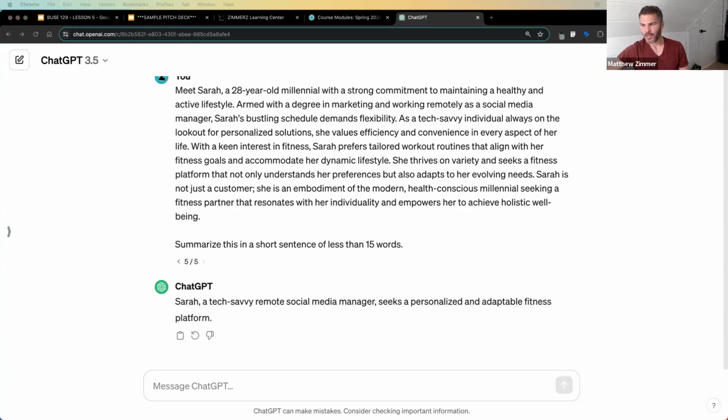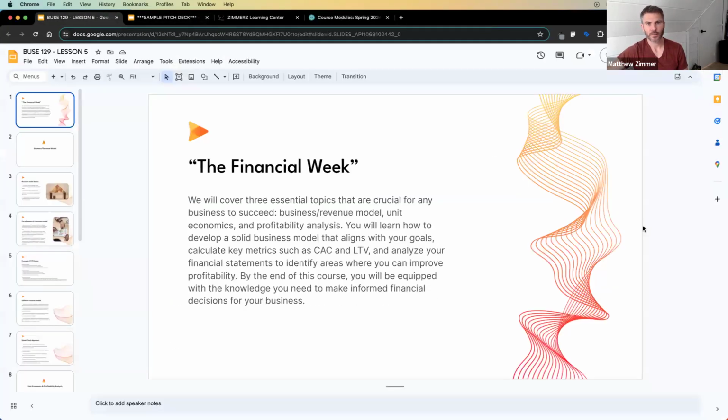Hopefully that is helpful. All right, so let's jump into our lecture here. We're going to be talking about, like I said, our financial week. And again, this is going to be lightly related to our prototype slide for the week, but these are key financial things that we want to cover and think about when we're starting our business.